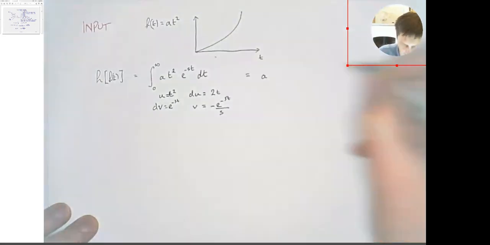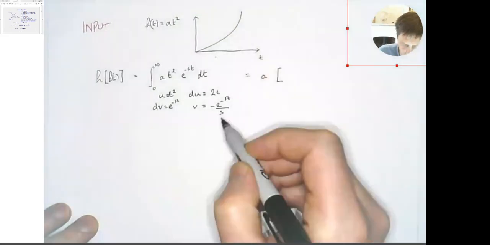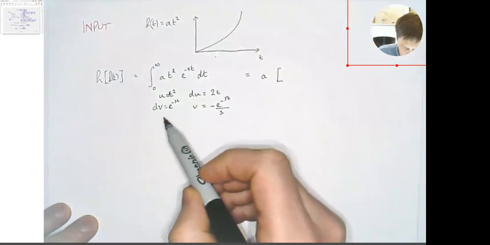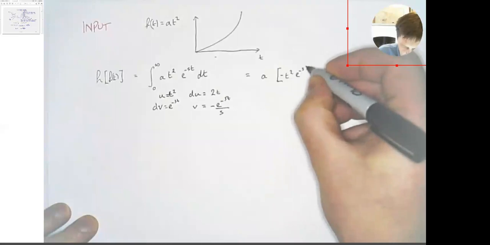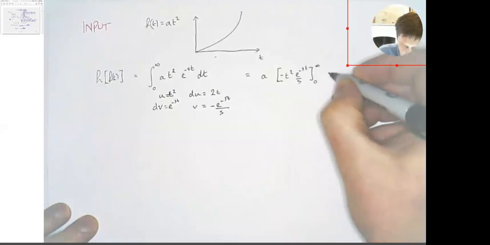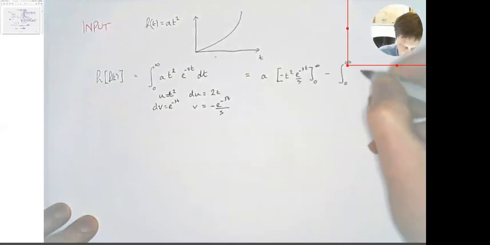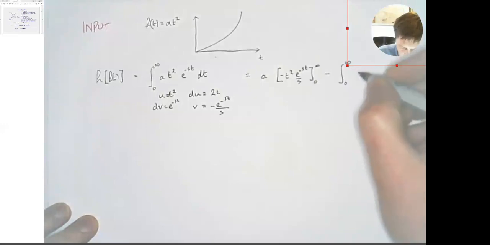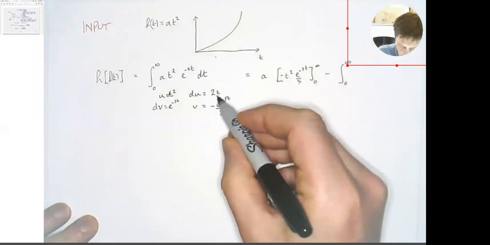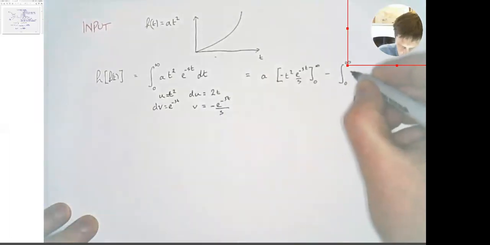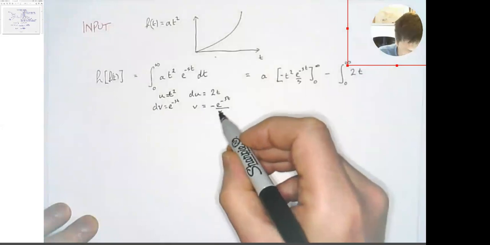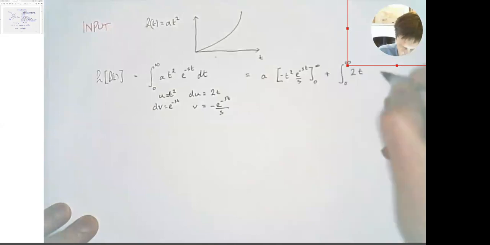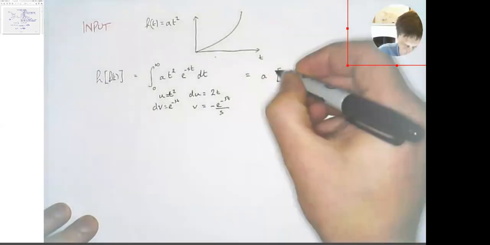Take the factor a out. And then we've got the term uv at the beginning. So this is integrating u dv is equal to uv from 0 to infinity minus the integral of v du. So now we've got v du, so du is 2 times t. And then we've got v, which is minus e to the minus st over s. And that's all multiplied by a.